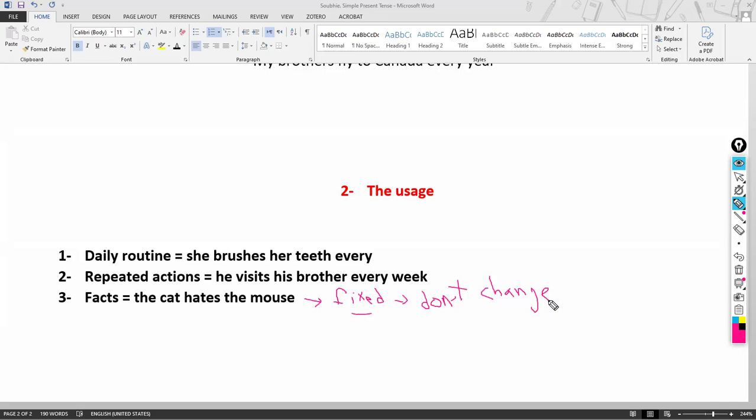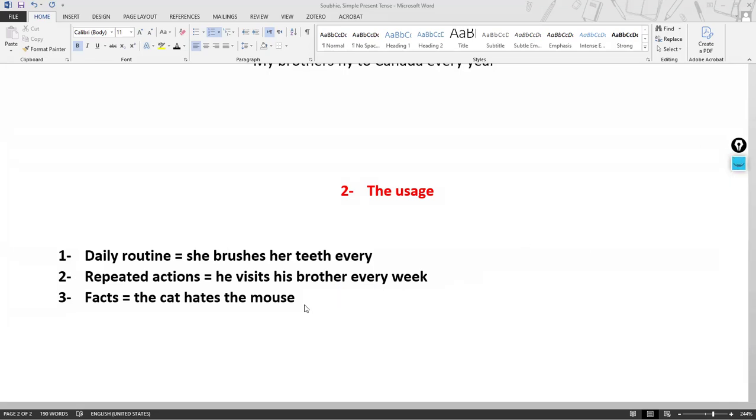What does حقيقة علمية mean in English? Not general, but scientific truths, scientific facts. Things that are fixed. Things don't change at all by passing time. Okay, let me write another example for fully understanding.